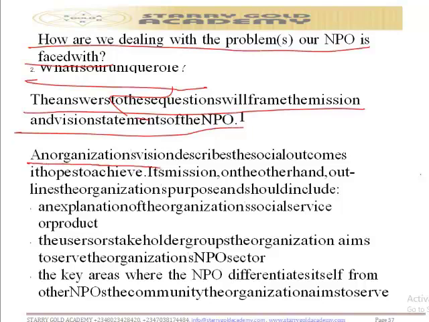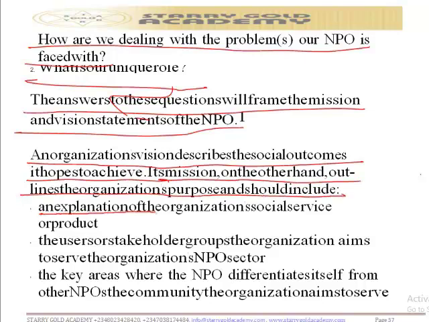We said that an organization's vision describes the social outcome the organization wants to achieve, the major reason why the organization is existing. What do we want to achieve? That's what the vision tries to describe. Its mission, on the other hand, outlines the organization's purpose, and the mission should include: 1, an explanation of the organization's social service or product.